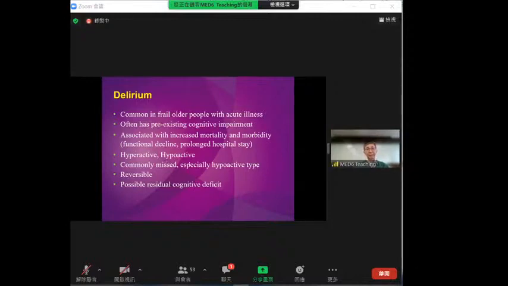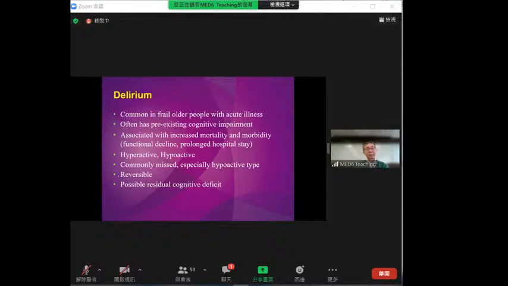The other one-third is hypoactive, which is under-recognized. These people become very sleepy, unarousable, not eating very much, apathetic, and so commonly we just thought that they are very sick, but it may just be delirium, hypoactive type. And because they don't make any trouble, they get missed.